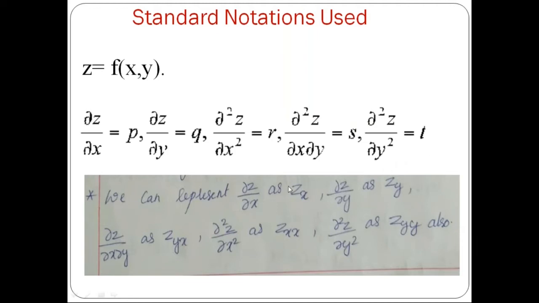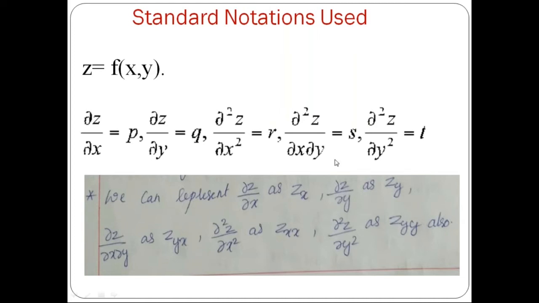And in some books, it is written as zx, z with the subscript x, z with the subscript y, it is zy. Z with respect to x and y is zxy. zxx means ∂²z/∂x², we are differentiating two times with respect to x. Here ∂²z/∂y², I am differentiating two times with respect to y. So, these are some standard notations. You should remember what is p, what is q, what is r, what is s, what is t.